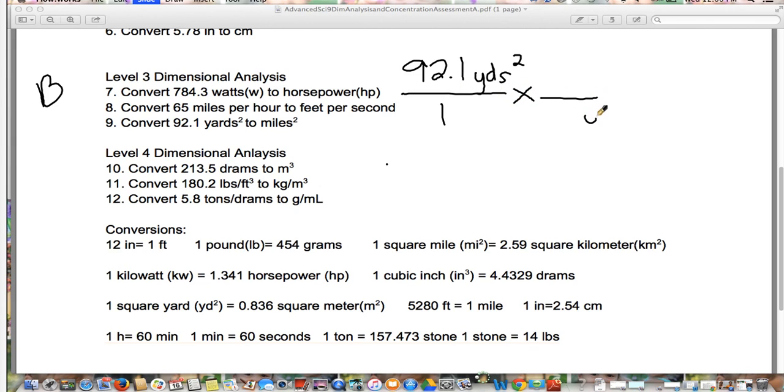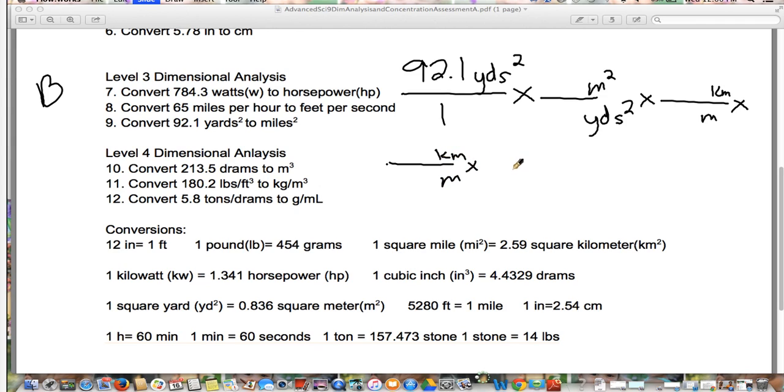All right, so yards squared is going to drop down. And from yards squared, we can go to meters squared. Okay. We don't have a meter squared, but we have a kilometer squared. So here's how you're going to do this. You're going to go meter to kilometer. So there's one length. I'm going to go again, meter and kilometer.